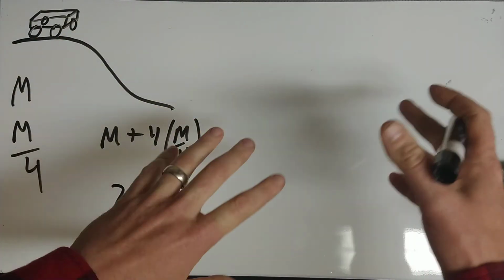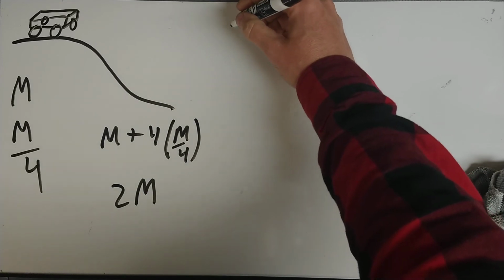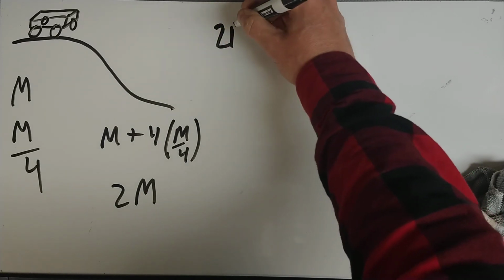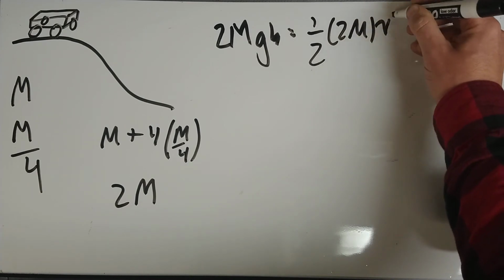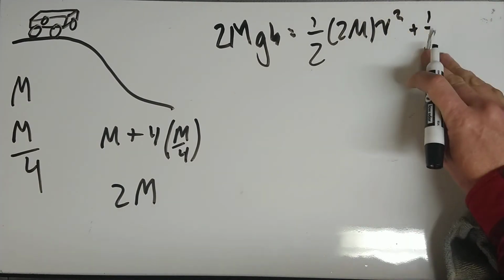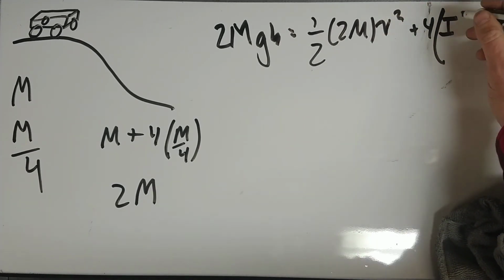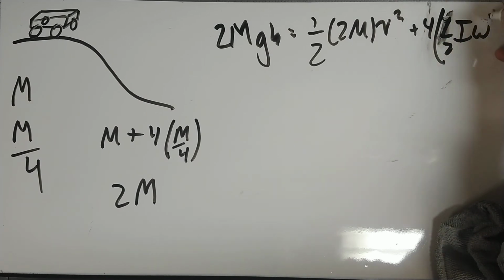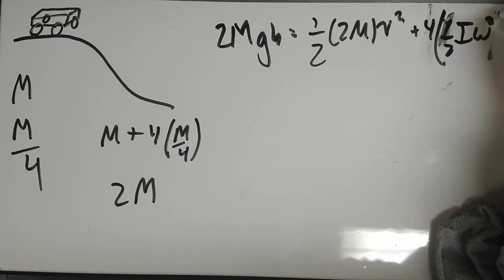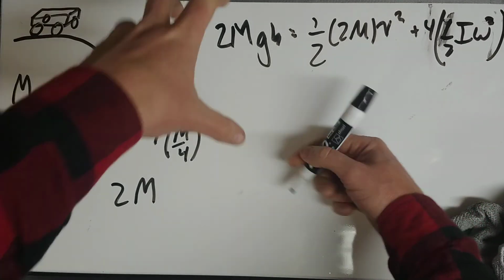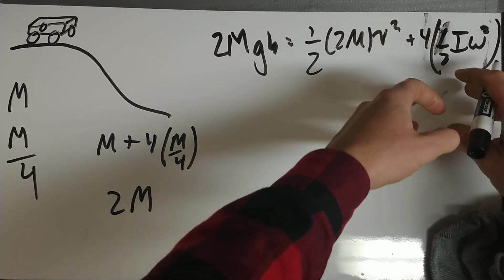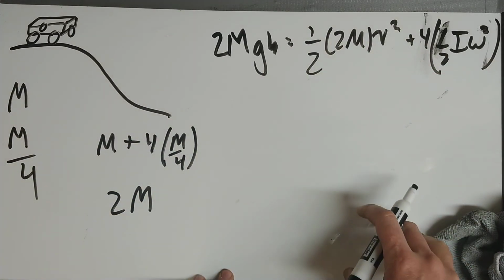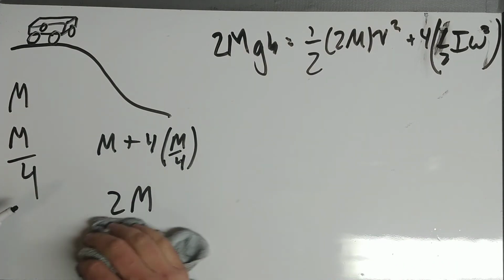So then you set up your conservation of energy. You have 2M gh at the top equals 1/2 of 2M v squared plus, well, actually, it's got to be 4 wheels, so 4 times 1/2 I omega squared. So you have the center of mass motion of all of the mass, the wheels and the cart together. You have the 4 wheels rotating as well. So that's a common one, and I'll leave that for later. Hint. At some point we'll do that one.